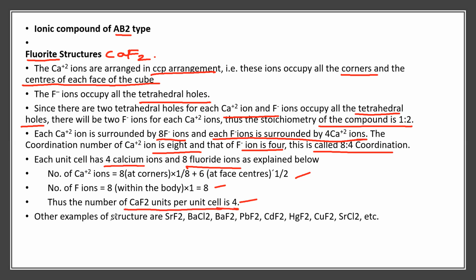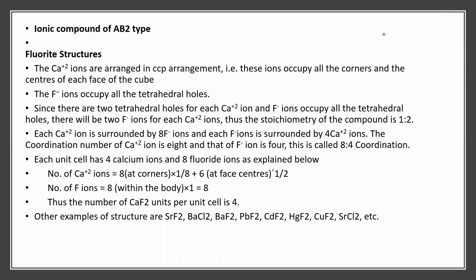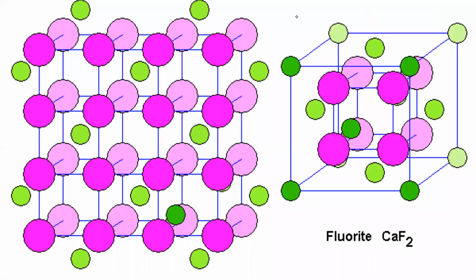Other examples of this structure are SrF2, BaCl2, BaF2, PbF2, CdF2, HgF2, CuF2, SrCl2, etc. All these examples are also very important. They undergo fluoride structures. This is very, very important from the examination point of view. Next, the example diagram is given here. In CaF2, the calcium ions are in green color, and the pink color is the fluorine ions.